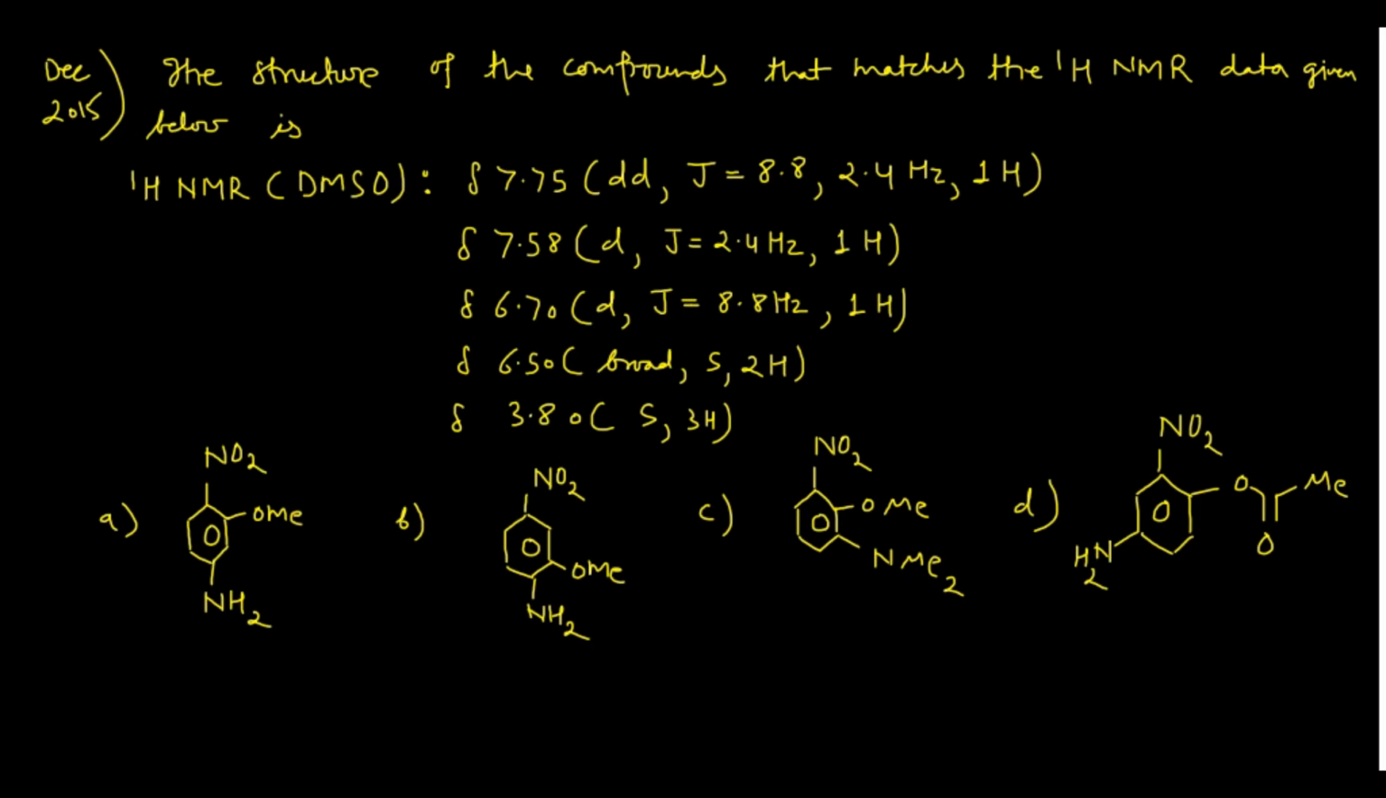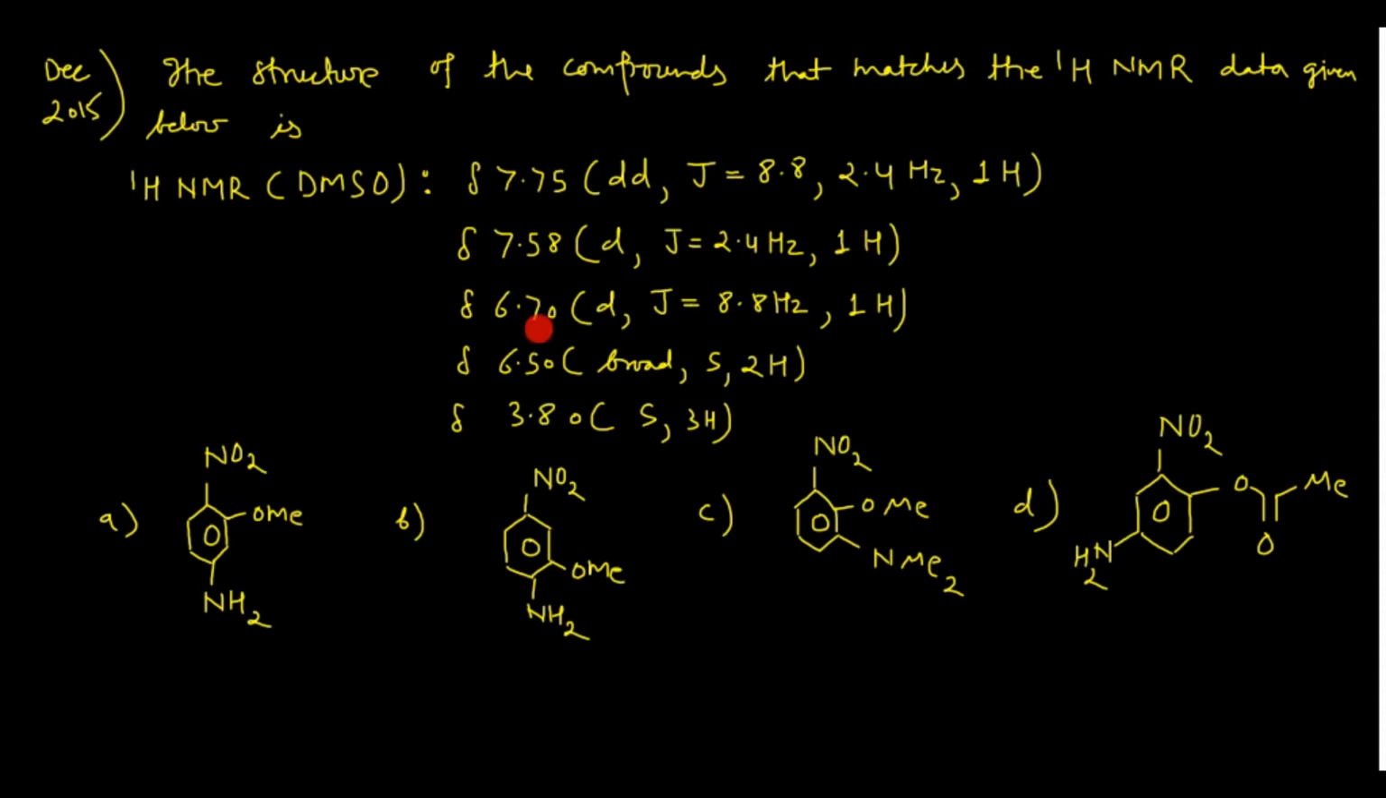At 7.75 you are getting a doublet of doublet, with coupling constants of 8.8 and 2.4 hertz. Obviously when it is a doublet of doublet, you will have two coupling constants: first 8.8 and then the smaller one, 2.4. This doublet of doublet is due to one proton only. Since this is at 7.75, it also indicates that a benzene ring is there. Next, at 7.5 you are getting a doublet only, with the 2.4 hertz coupling constant, corresponding to one proton.